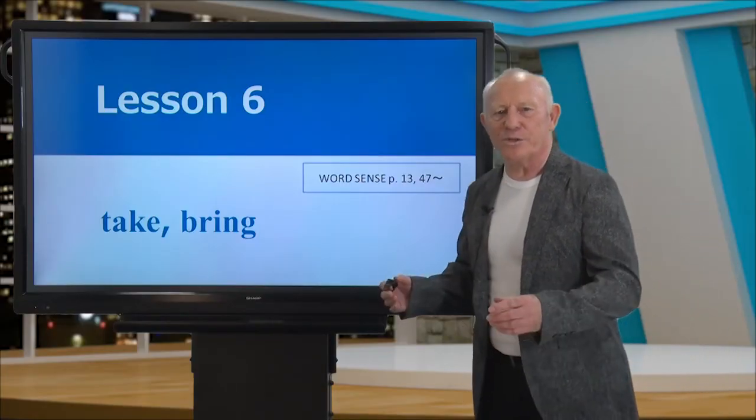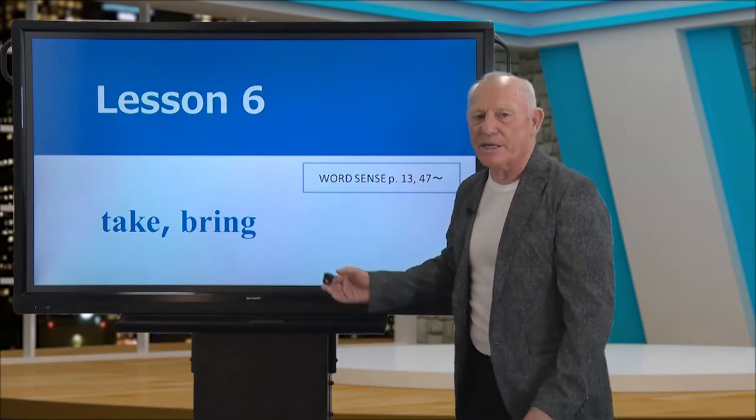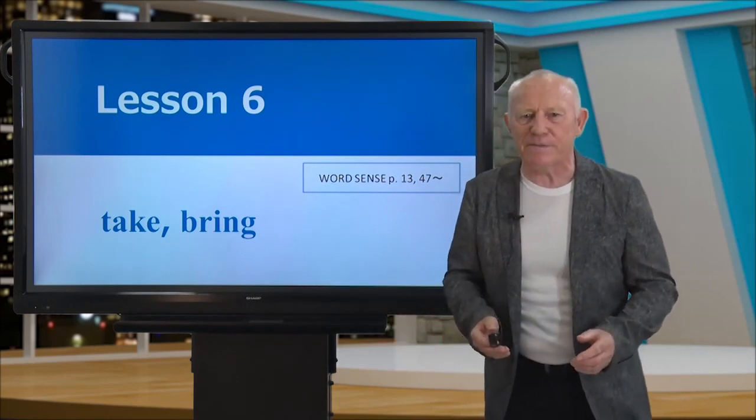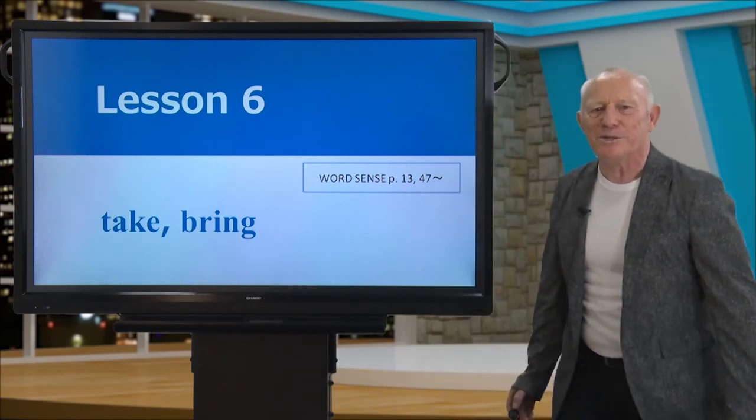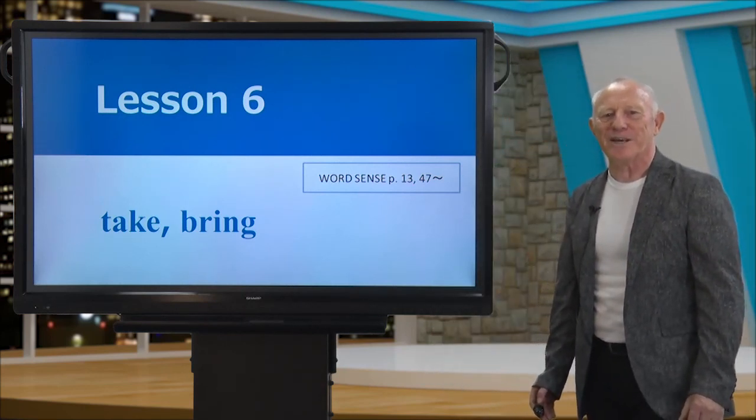Okay, so these two very common verbs, take and bring. Have you got a clear idea of the difference? Please keep in mind the direction. That will really help you use these two verbs successfully. Okay? Good luck.